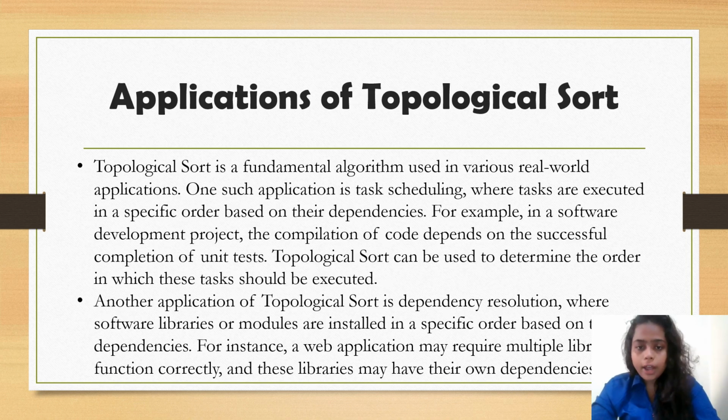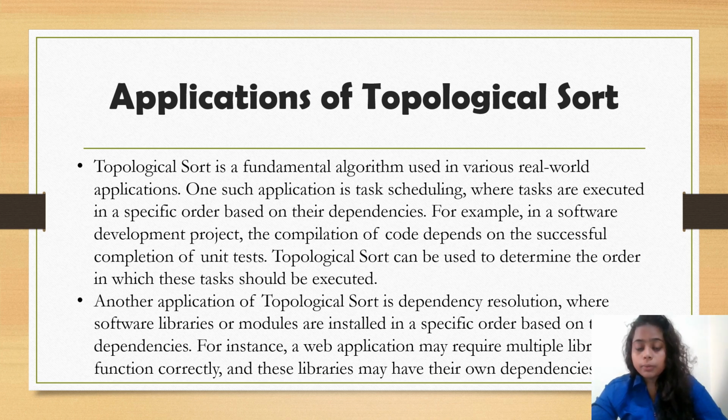Moving forward, we have applications of topological sort. Topological sort is a fundamental algorithm used in various real-life applications. One such application is task scheduling, where tasks are executed in a specific order based on their dependencies. For example, in a software development project, the compilation of code depends on the successful completion of unit tests. Topological sort can be used to determine the order in which these tasks should be executed.